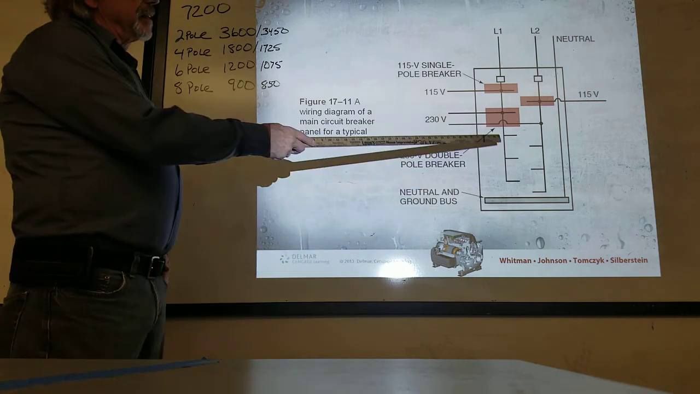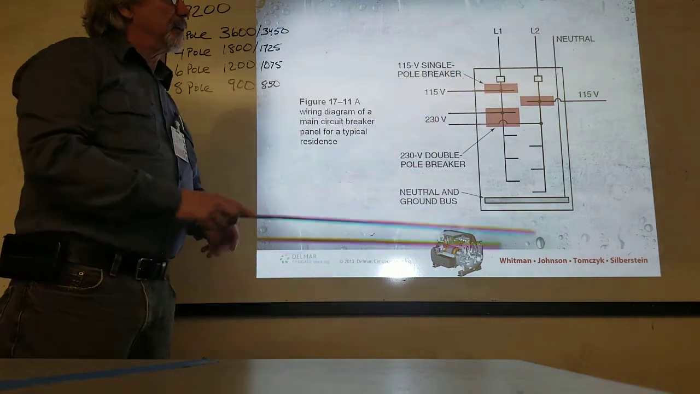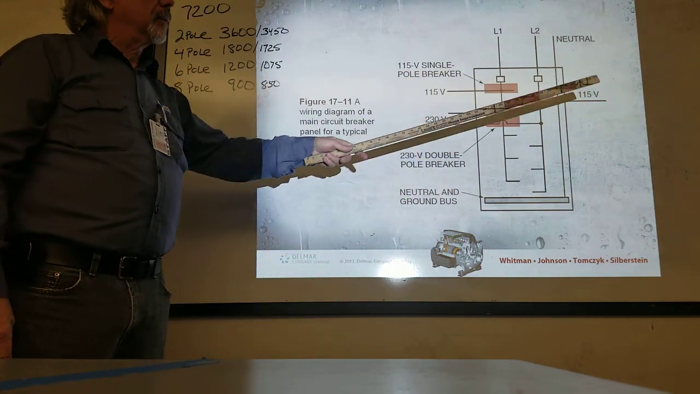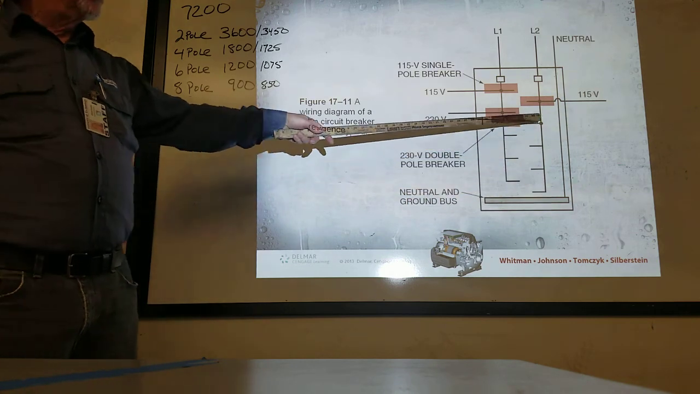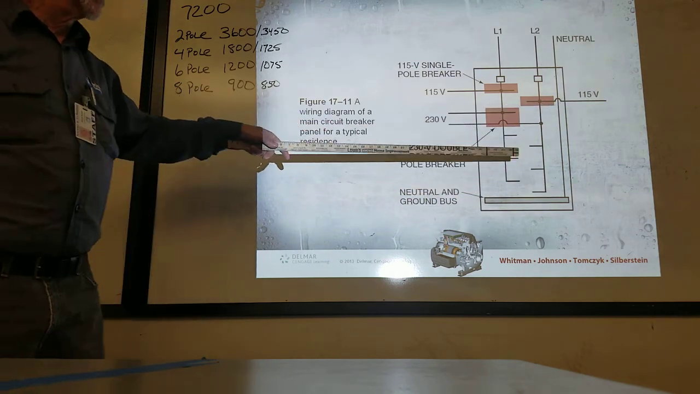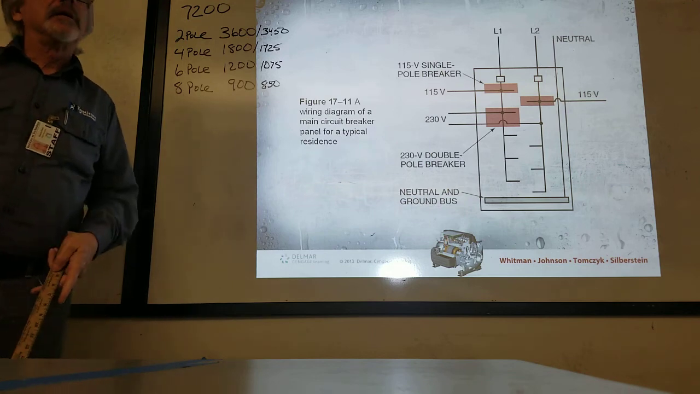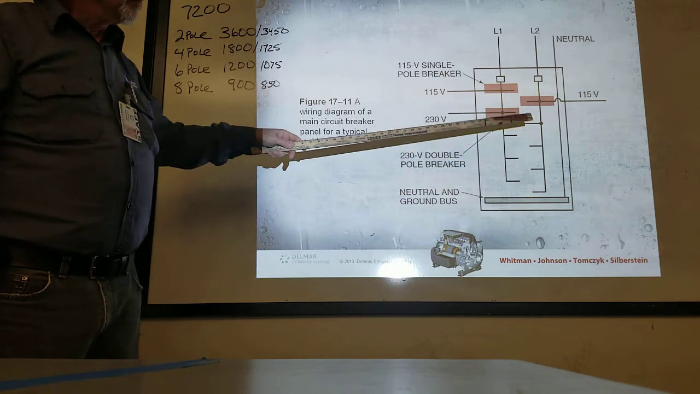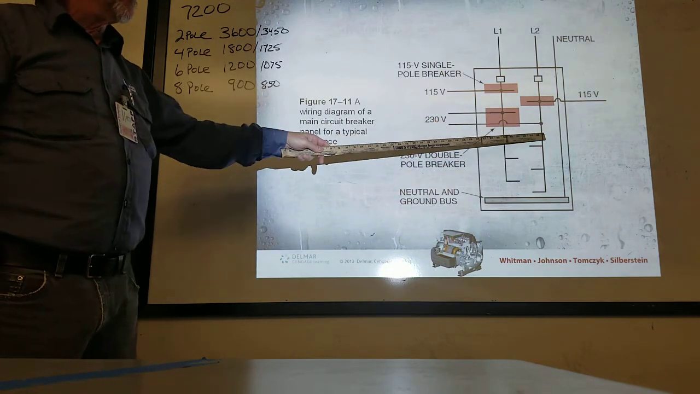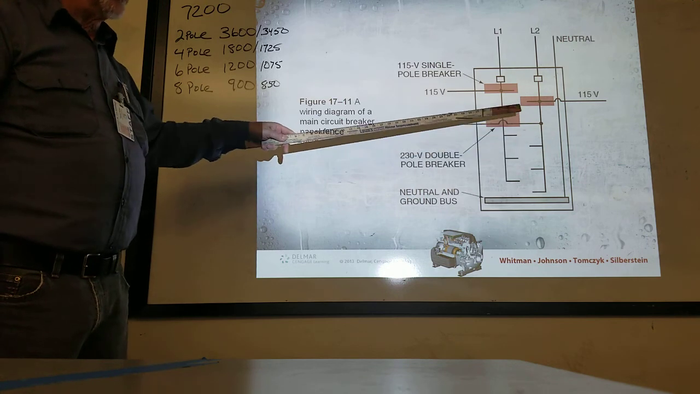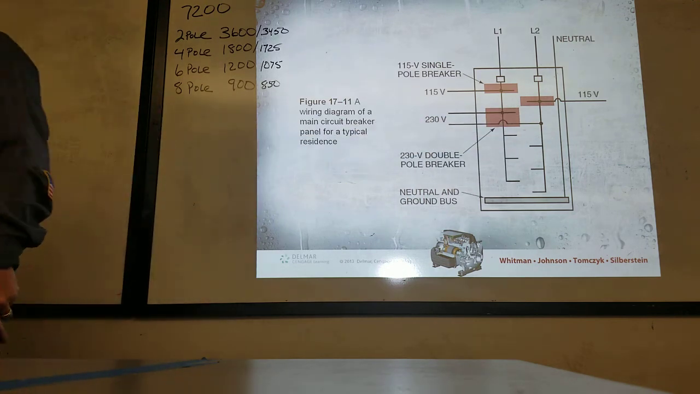Okay, so this is basically the same thing. I got L1 and L2 coming in, you got neutral. And then you've got the 115 volt on the single breaker and the 230 volt on the double breaker, where it picks up both bus bars. See it?